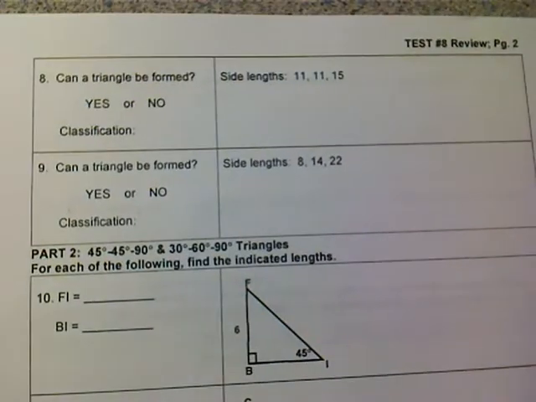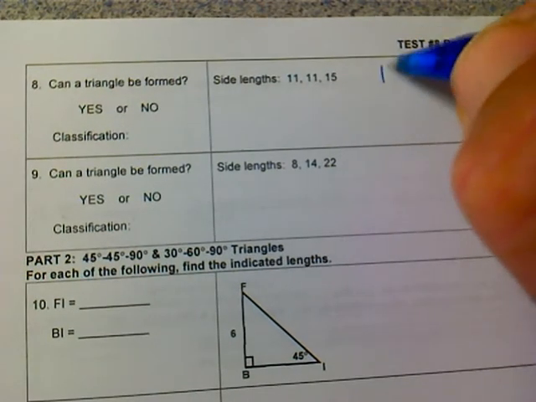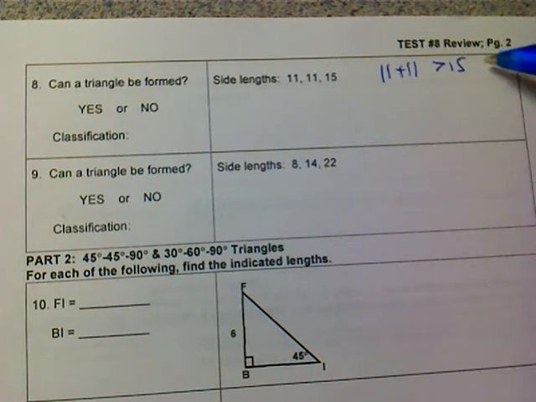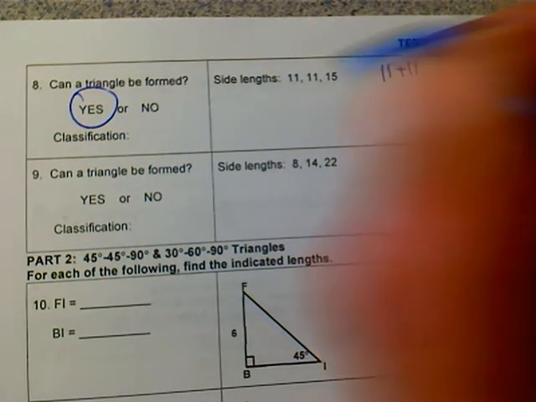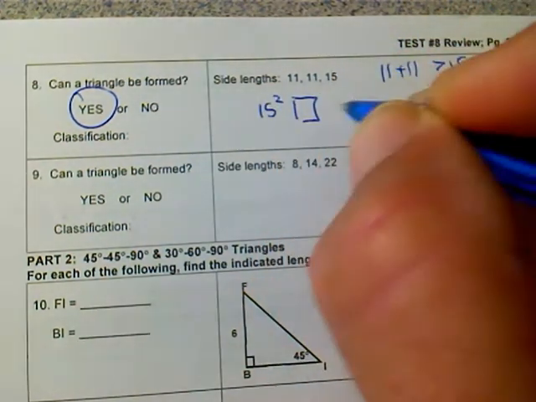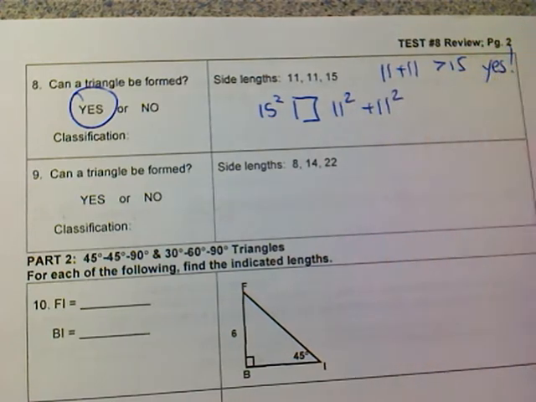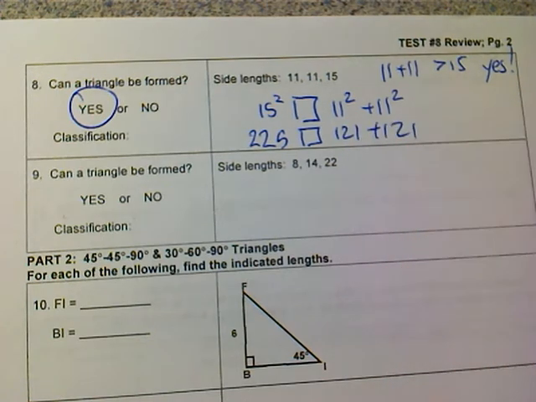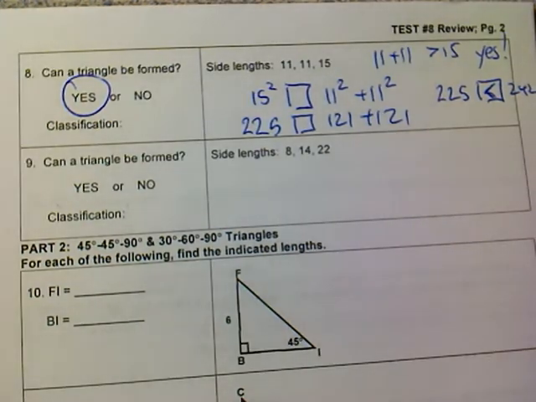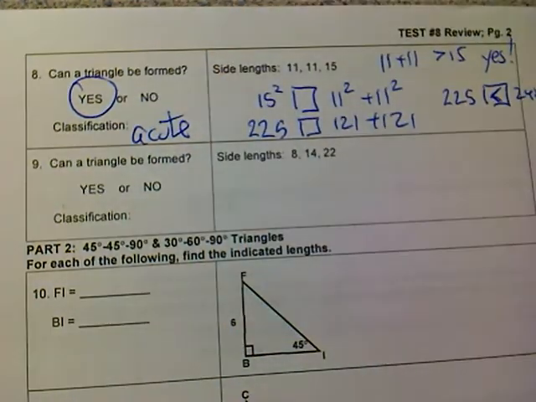All right, let's look at another one of these. So when I look at the next one, can I make a triangle? Is 11 plus 11 bigger than 15? Yes. So it is a triangle. That's the first step. Now take 15 squared and compare that to 11 squared plus 11 squared. So that's 225 compared to 121 plus 121. So that's 225 compared to 242. Well, look, that's not big enough. It's not big enough, so it squeezed that angle down, making an acute angle.